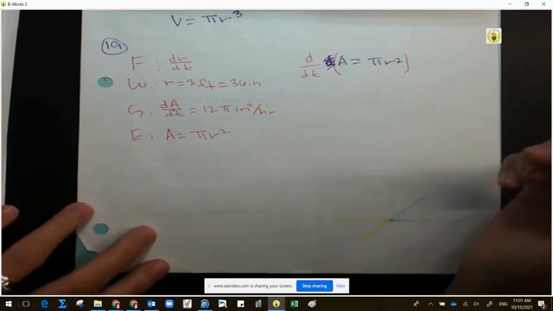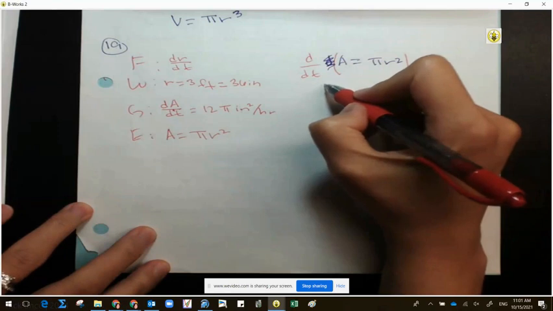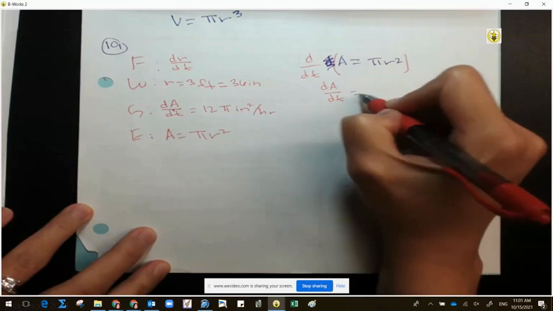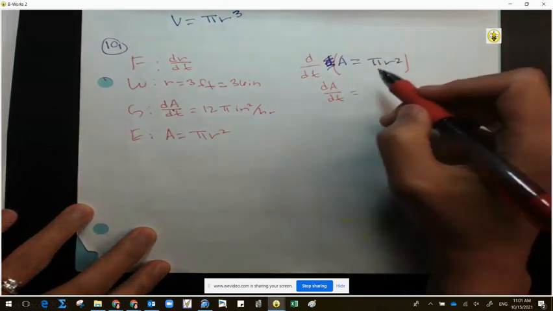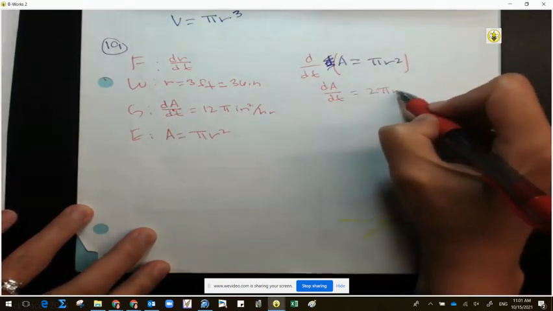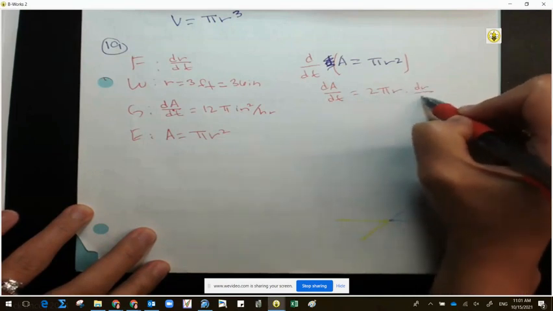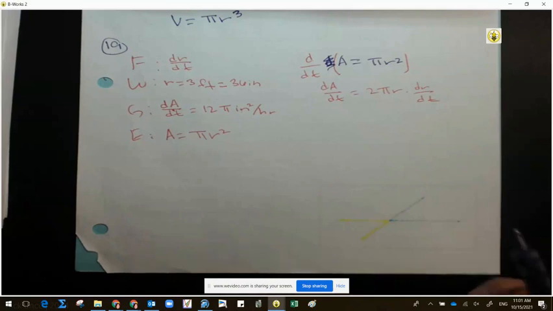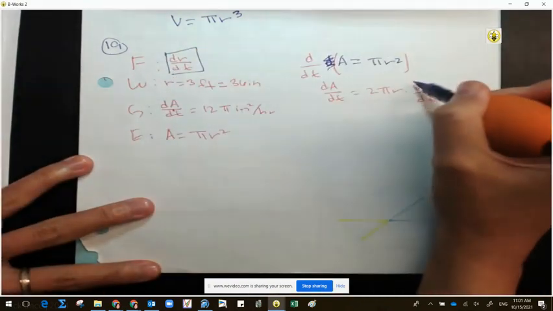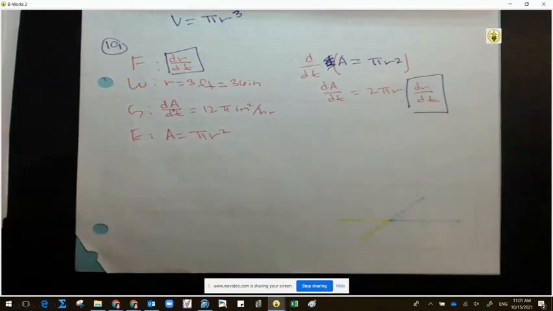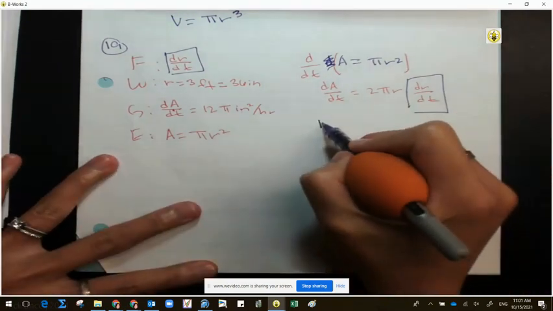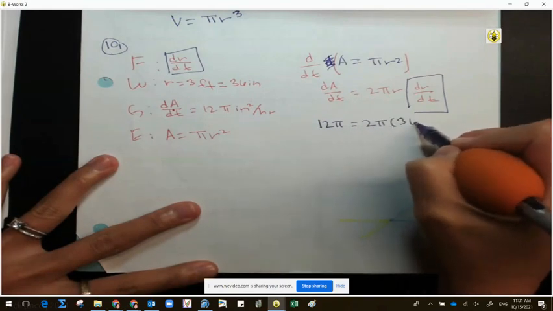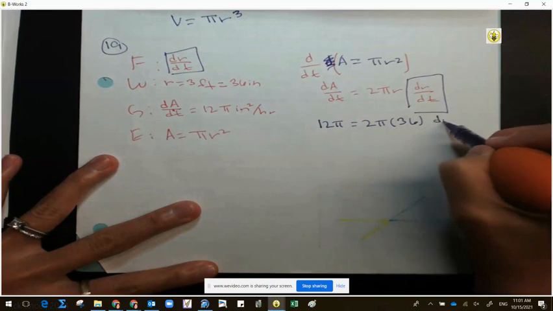What is the derivative of 1a? 1. So let's write out dA over dt. What is the derivative of pi r squared? 2 pi r, and we need to add dr over dt. And it looks like we have all the given except dr over dt, since that is our final goal. So let's plug them in. We have 12 pi is equal to 2 pi times the radius of 36. Then I have dr over dt.